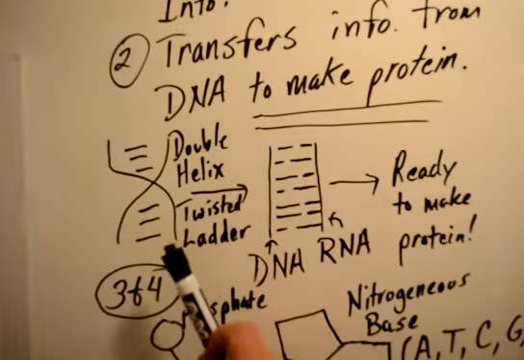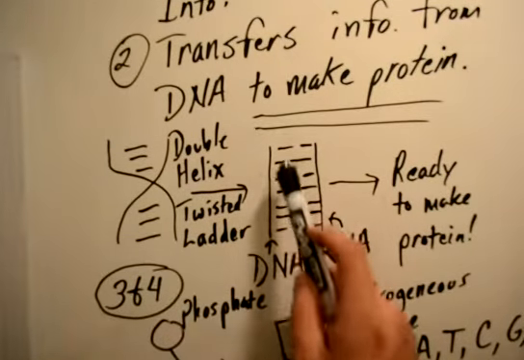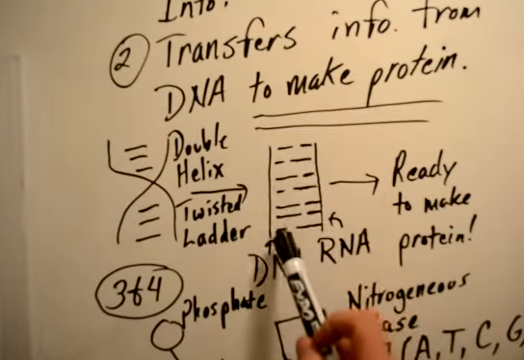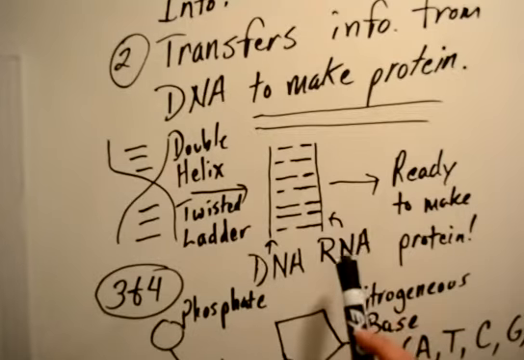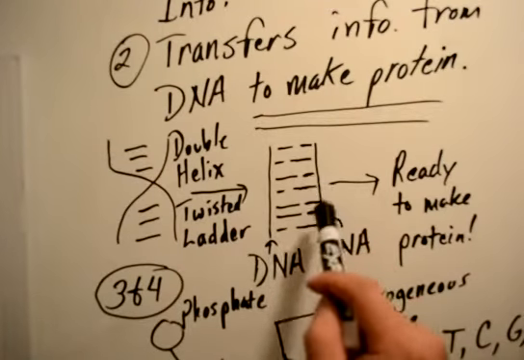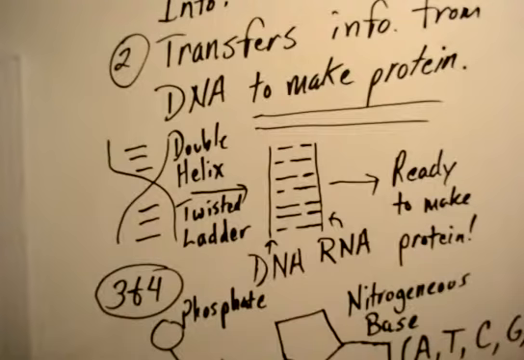DNA is going to unwind from its double helix so that there's a single strand of DNA, and that single strand of DNA is going to be copied by another strand of RNA, and that strand of RNA now has information ready to make protein.